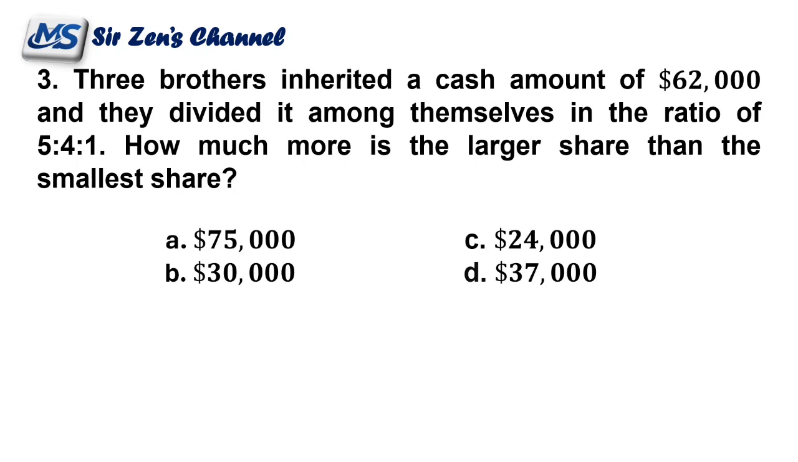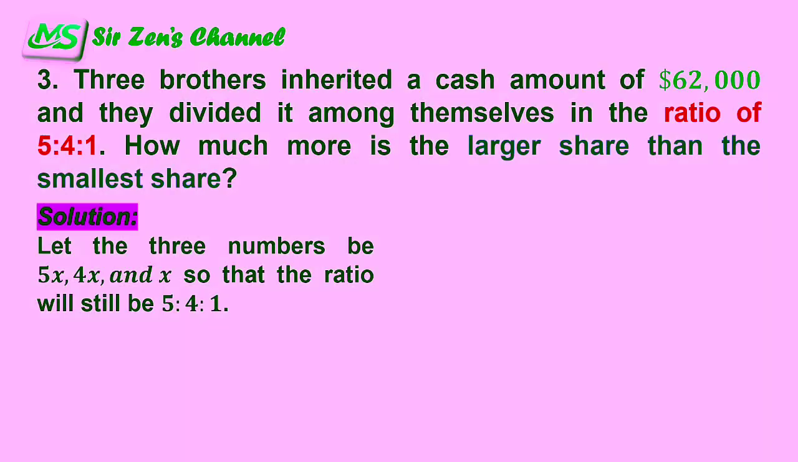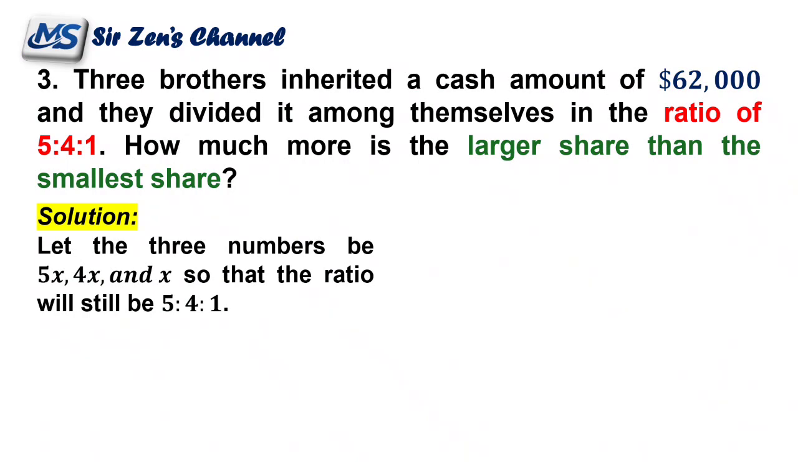Okay, so the givens here are $62,000 and the ratio of 5:4:1, and we will be looking for the larger share than the smallest share, or the difference between the largest share and the smallest share. So let the three numbers be 5x, 4x, and x, so that the ratio will still be 5:4:1. This is a partitive ratio.